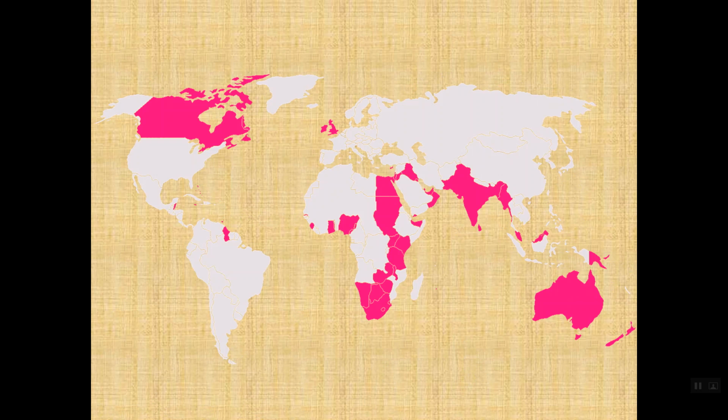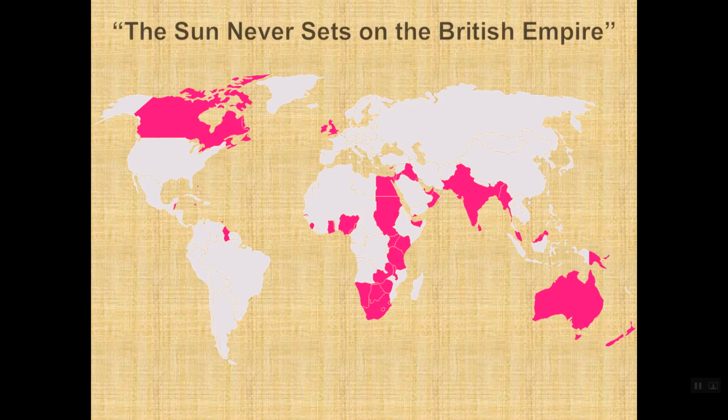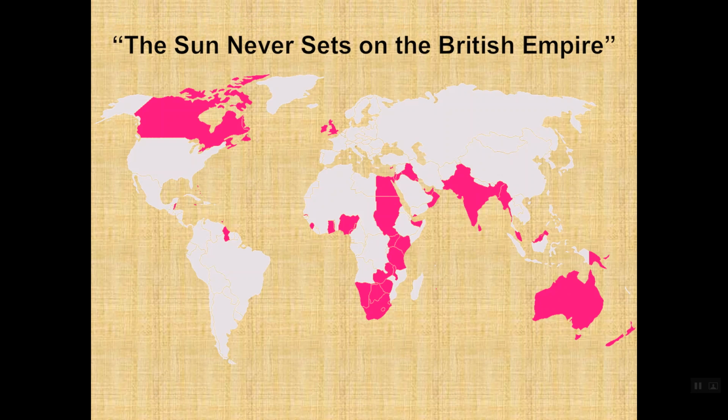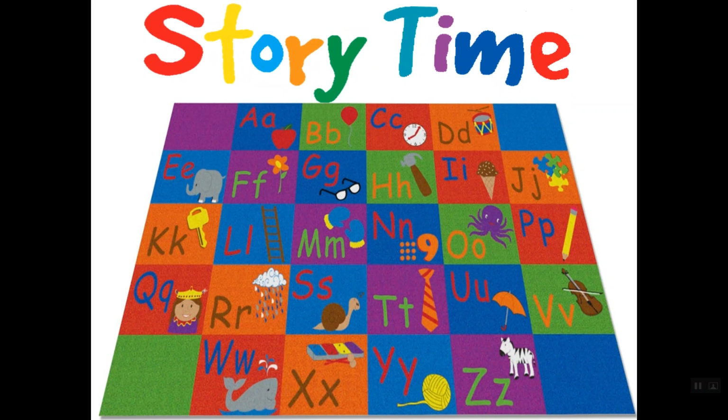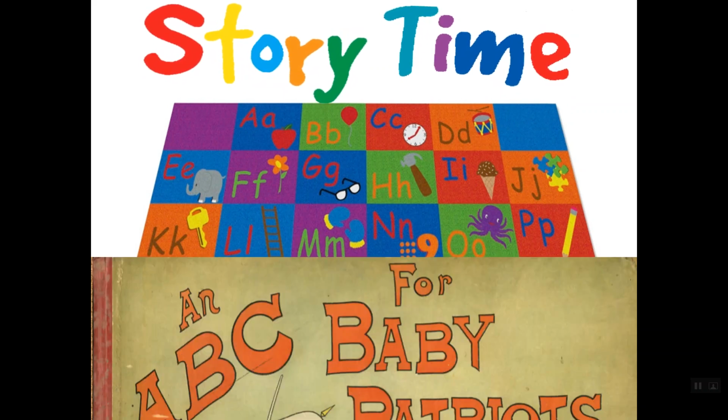And this is Great Britain. They used to say the sun never sets on the British Empire. Why? Because no matter what time of the day, or no matter where in the world, the sun is always in some part of the British Empire. They have a country in every time zone. Okay? So the activity now that we're going to do comes from a children's storybook, right?